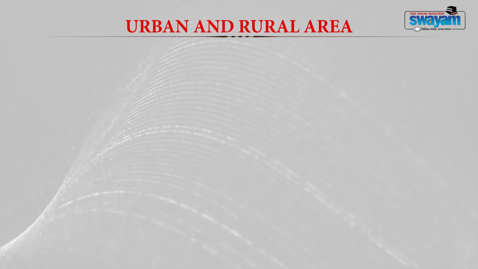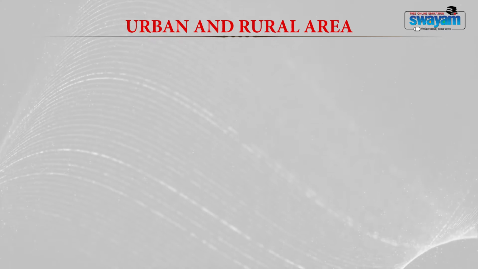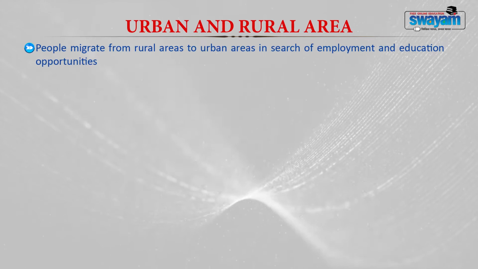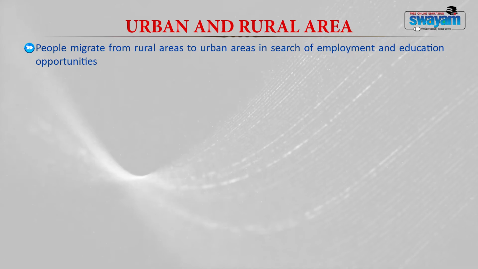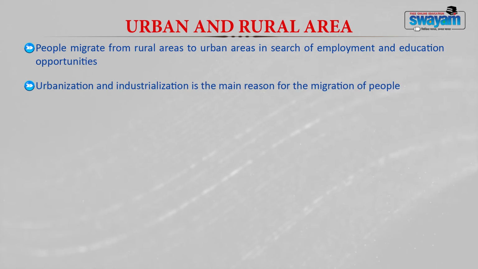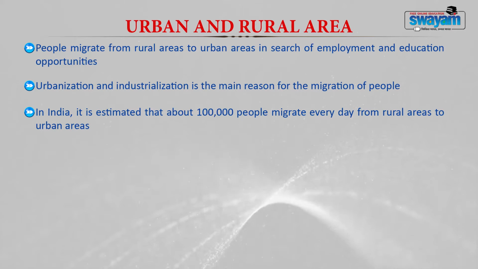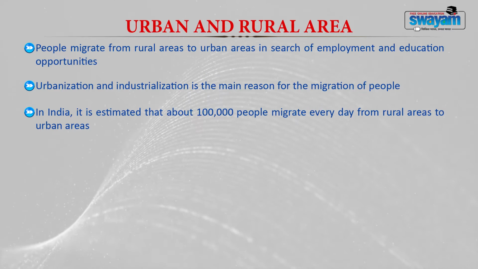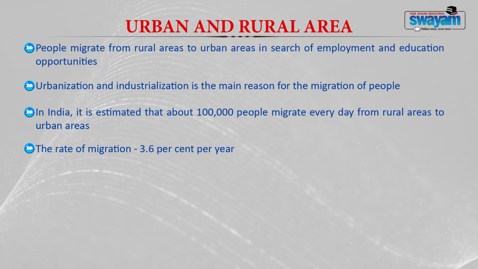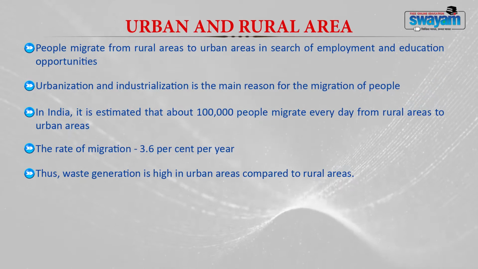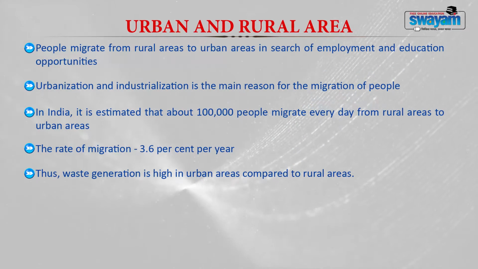Now, let's discuss how urban and rural areas influence waste generation. Generally, people migrate from rural areas to urban areas in search of employment and educational opportunities. Urbanization and industrialization is also another important reason for their migration. According to certain reports, around 1 lakh people migrate every day from rural areas to urban areas, and around 3.6% is the rate of migration, especially in India. This again contributes to more waste generation in urban areas when compared to rural areas.